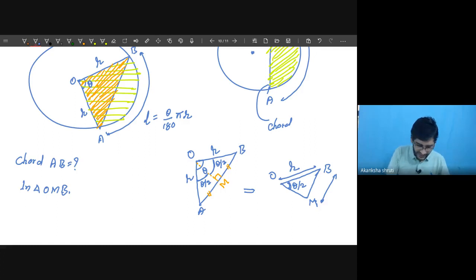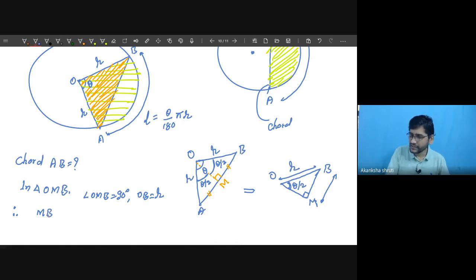OB is our radius and angle OMB is 90 degrees. Therefore, in terms of this angle theta by 2 and the radius, we can calculate MB. So write MB.